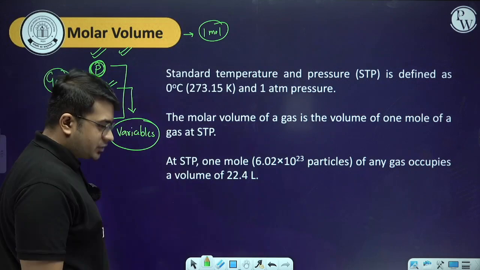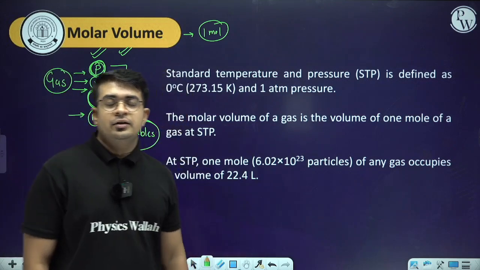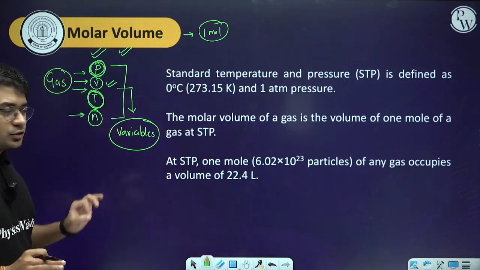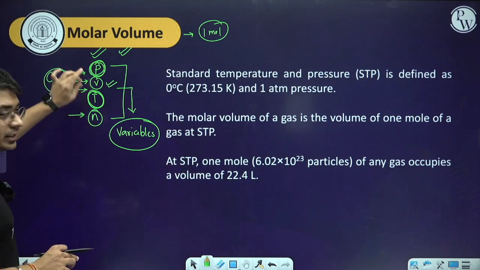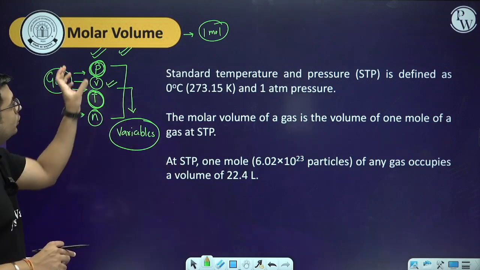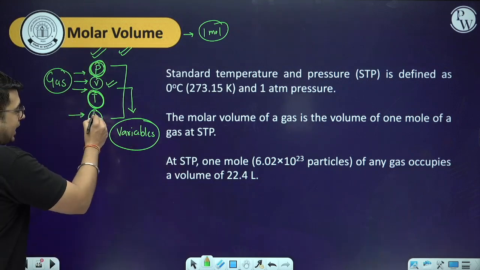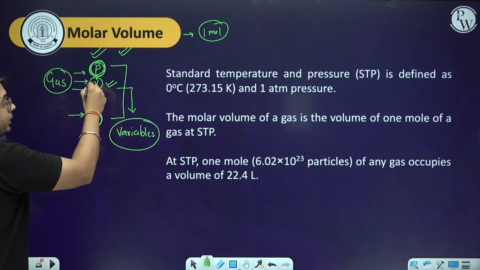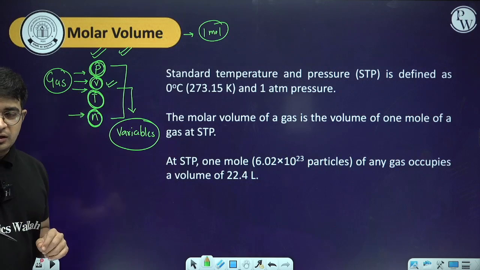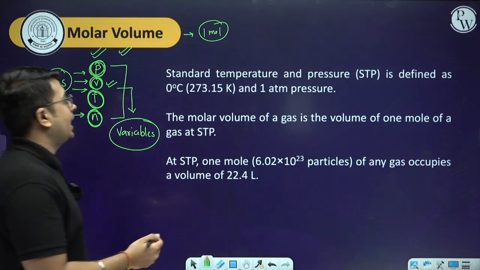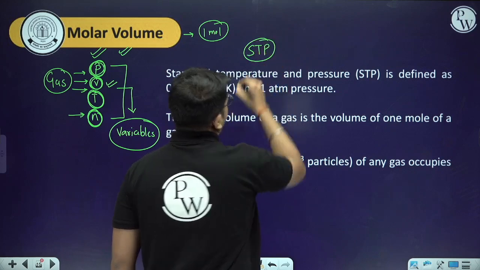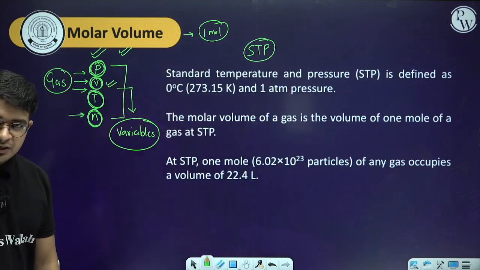This will be much more clear when we talk about thermodynamics. But don't worry, I am just saying that in case of gases, you need to make sure that these quantities are included, because these are the variable parts. I am calculating molar volume, so n is already 1. I am calculating the volume, so I have to make sure that pressure and temperature are constant. That's why we have a specific condition which is known as STP, that is standard temperature and pressure.